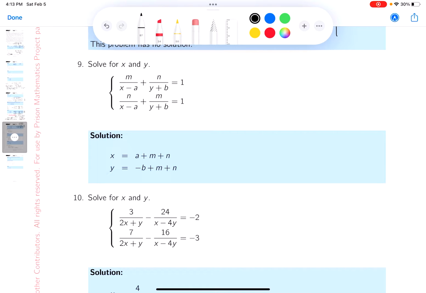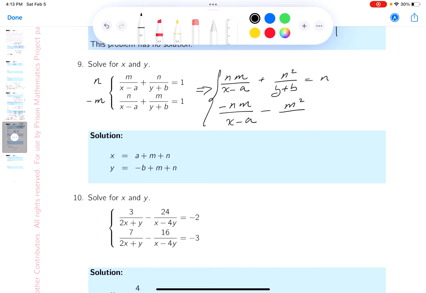And what I'm going to do is multiply the top equation by n and the bottom equation by minus m. And what would you get? nm over x minus a plus n squared over y plus b equals n. Don't be discouraged. And this is going to be minus nm over x minus a minus m squared over y plus b equals minus m.